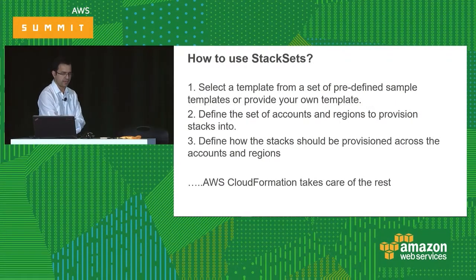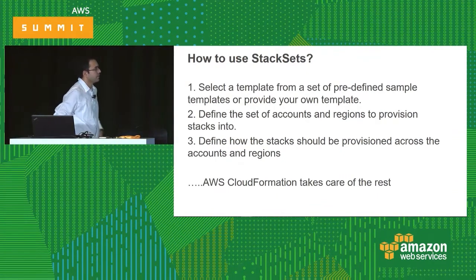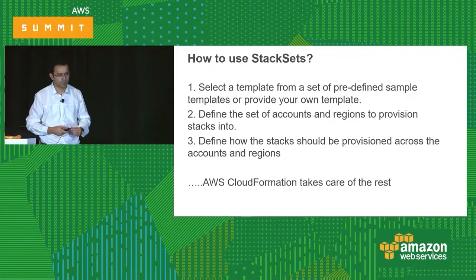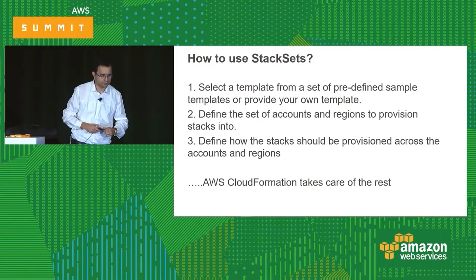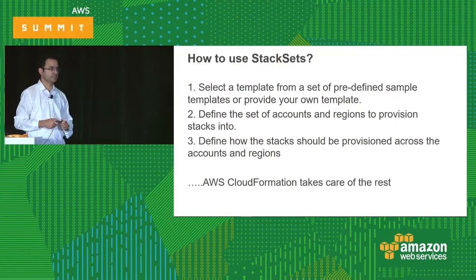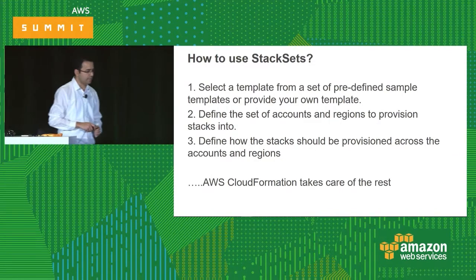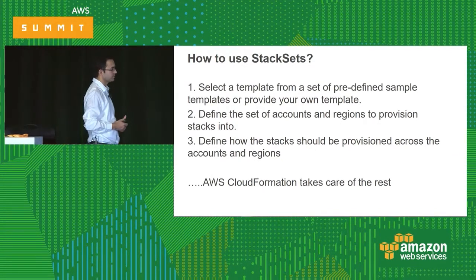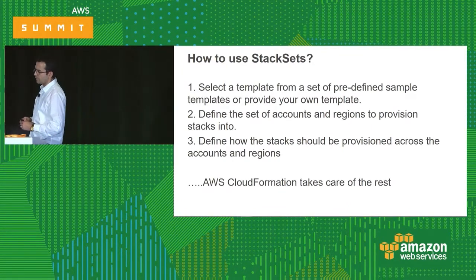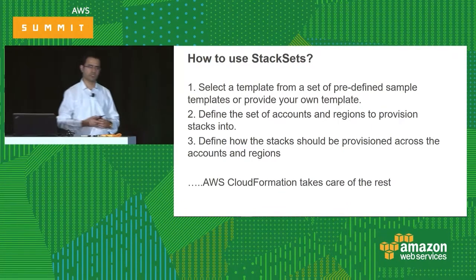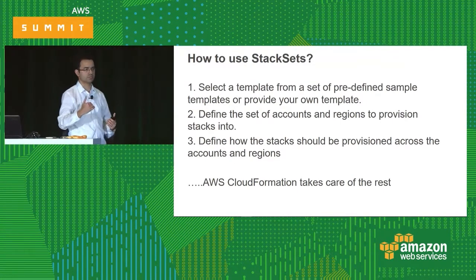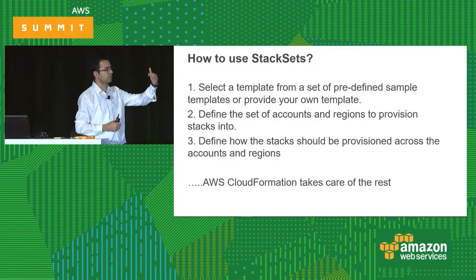So how do you start using StackSets? The first thing is you want to select a template from a set of predefined templates that we provide, or you can use your own CloudFormation template. You can define the set of accounts and the regions to provision the stacks into, and then define how you want the stacks to be provisioned across accounts and regions. So for example, if you want a stack to be provisioned in a certain order, the regions have to be listed in order so that the provisioning happens in that sequence.